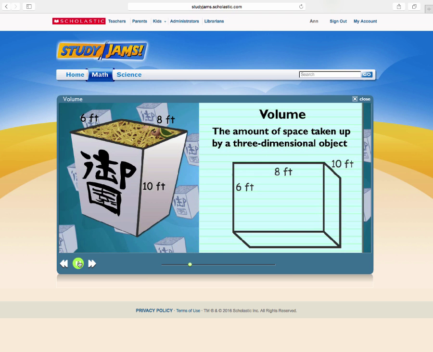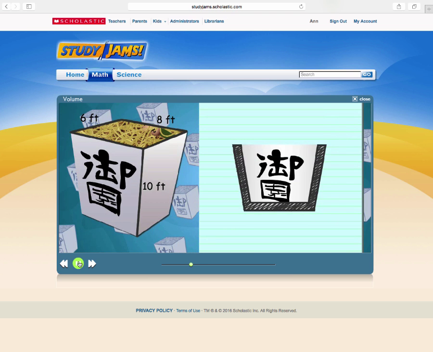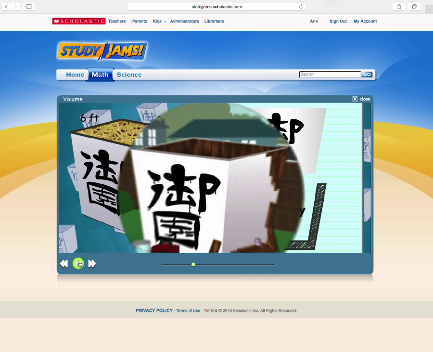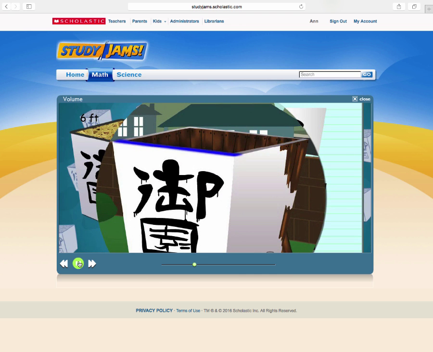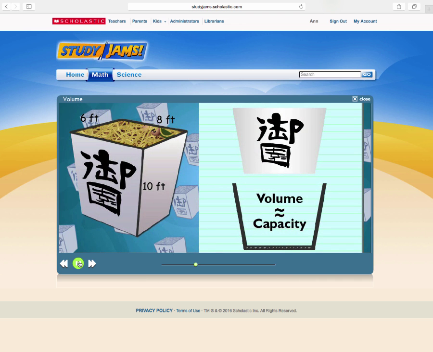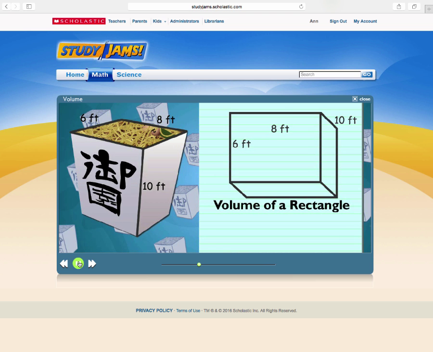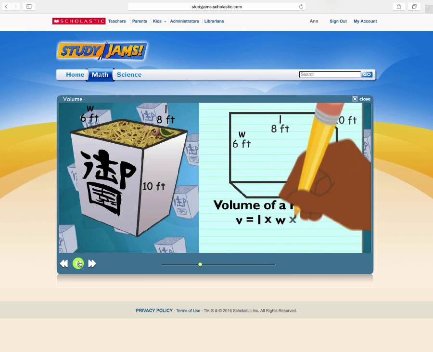Don't I need to know how much space is inside? Yeah, the volume of the space inside of the box is called the capacity. But since the walls are so thin, the volume and capacity of the box are close enough. Sounds good. Figuring volume's easy, especially when the sides are rectangles. You just multiply length times width times height.